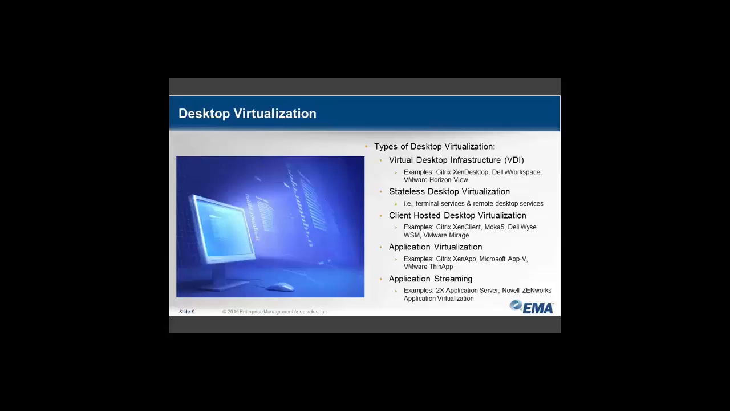With VDI, individual virtual desktops are hosted and run on back-office servers and then displayed on end-user devices. So this is a one-to-one relationship where each user gets their own unique virtual desktop. With stateless desktop virtualization, desktop configurations are not unique. They are the same for every user.